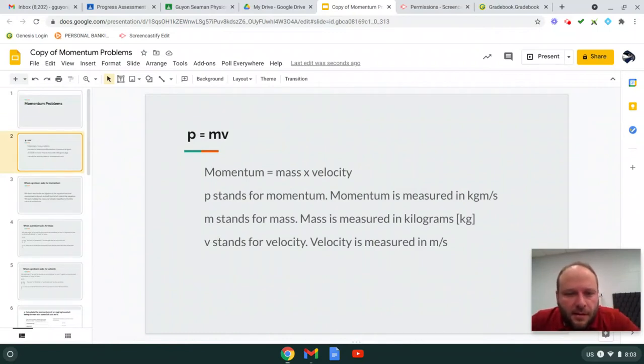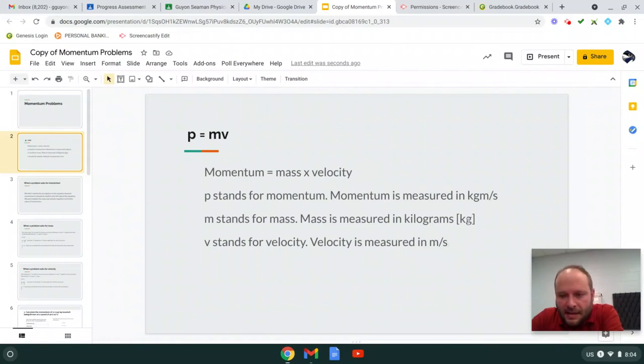So momentum, the variable that we use for momentum, is lowercase p, and it equals mass times velocity. So when you look at momentum, the p stands for momentum. Momentum is measured in kilogram meters per second. Okay, so that is the unit for momentum. Mass is in kilograms, and that's the lowercase m. And then we have the lowercase v, which is velocity, and it is measured in meters per second.